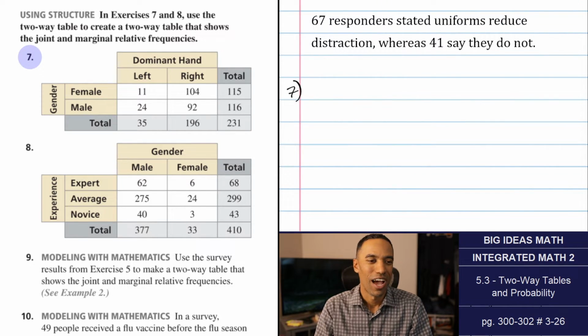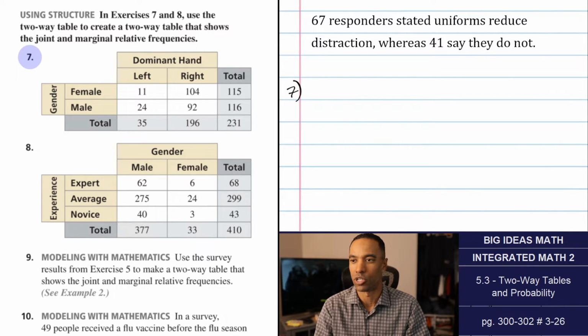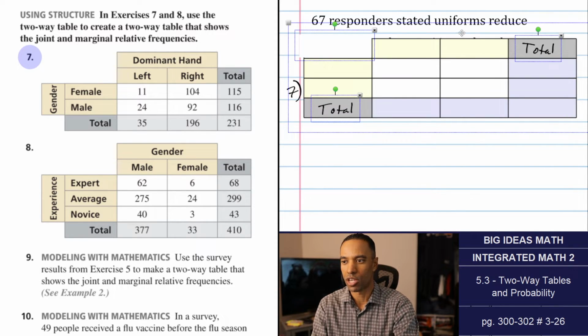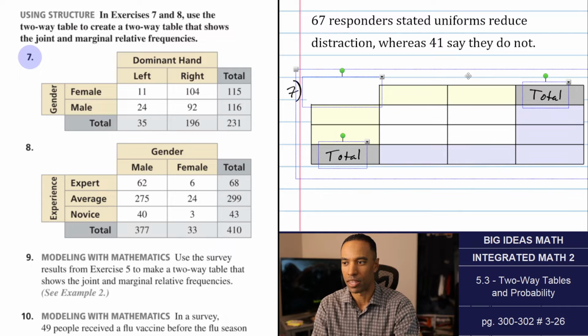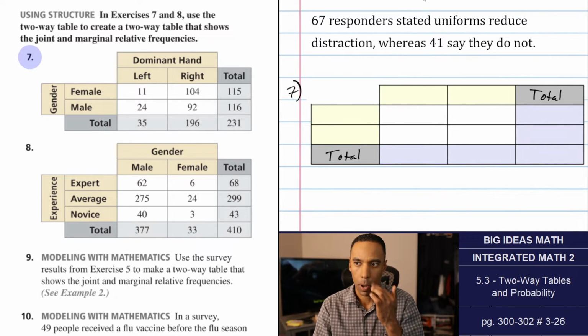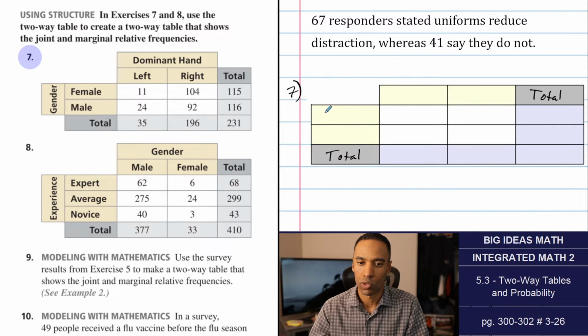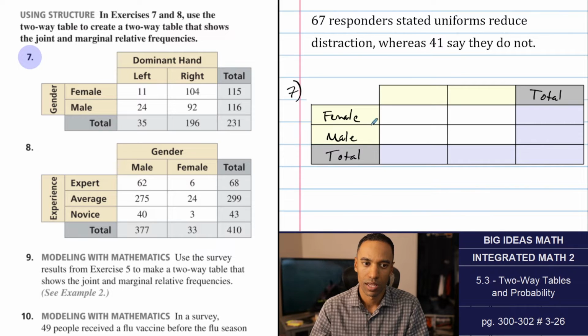Okay, in exercises 7 and 8, use the two-way table to create a two-way table that shows the joint and marginal relative frequencies. So now we're going to talk about relative frequencies. For us, y'all, it's now going to be a division of things by the total. So as a whole, I'll write them as fractions to begin with, and then we'll do the rounding. So we do have female and male as gender portions here. And then dominant hand is left and right.